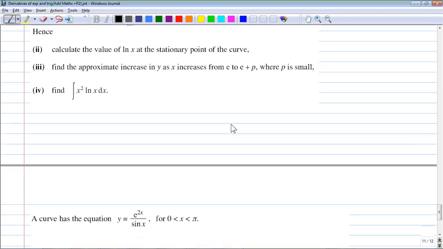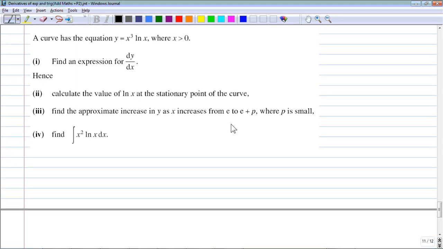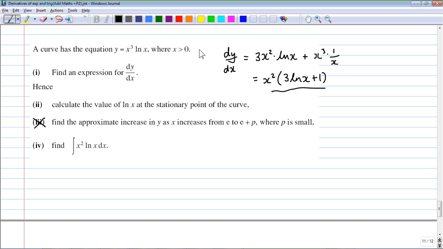Third example, curve has equation x cubed log x, and what I think we'll do is ignore part 3 of this question, which we'll wait for another video. Let's first find dy by dx. Using the product rule, dy by dx is 3x squared times log x plus x cubed times 1 over x, which is the derivative of log x. So that should be equal to x squared times 3 log x plus 1. So that's the answer to part 1.